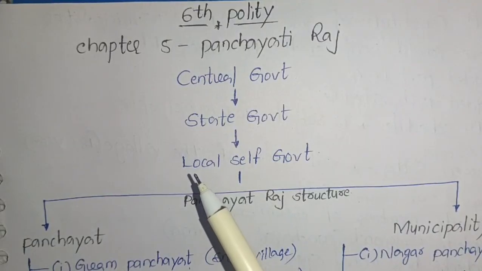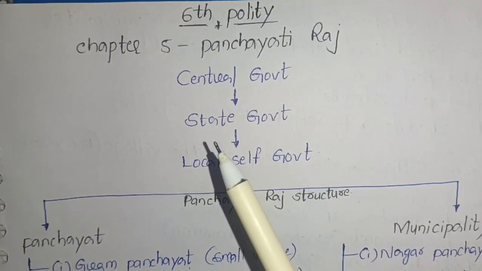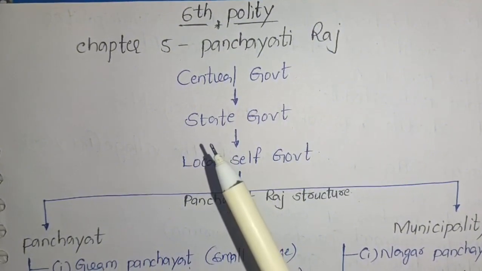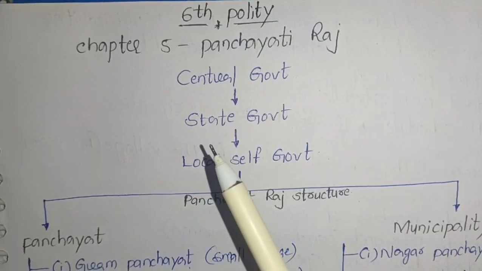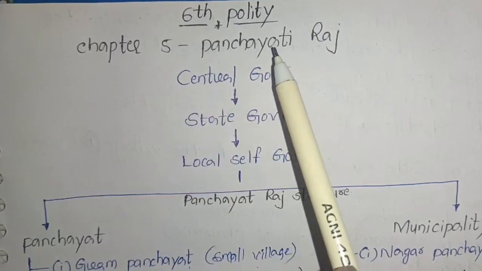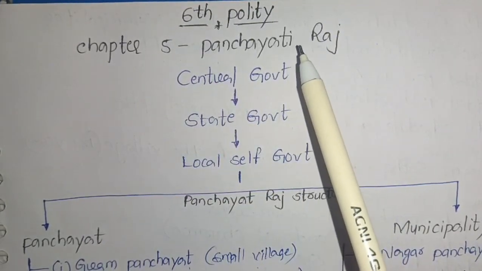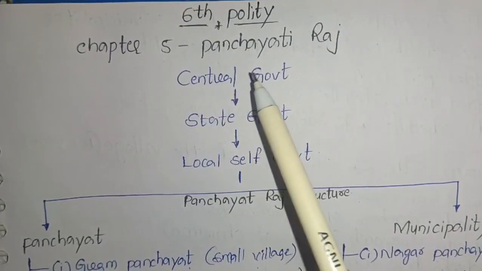Today we will learn NCERT 6th class Polity chapter number 5 in the simplest way, with examples that even UPSC and Group 2 aspirants use to build their basics. Let's begin. Chapter number 5 is Panchayat Raj. Before discussing Panchayat Raj, let's discuss how many levels of government there are.